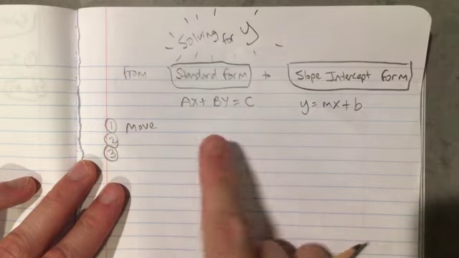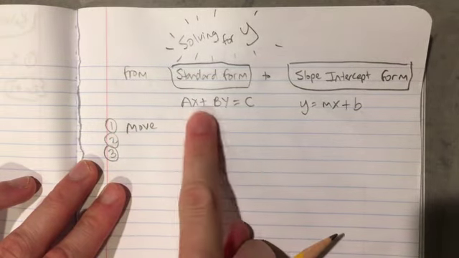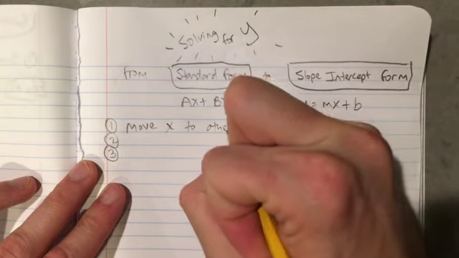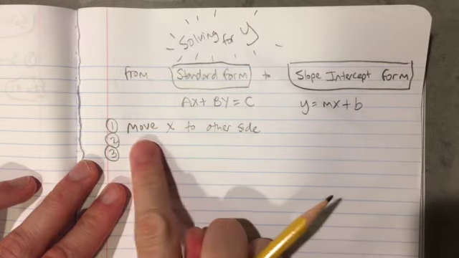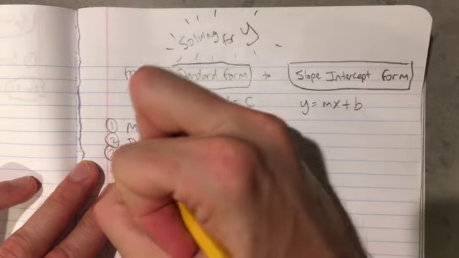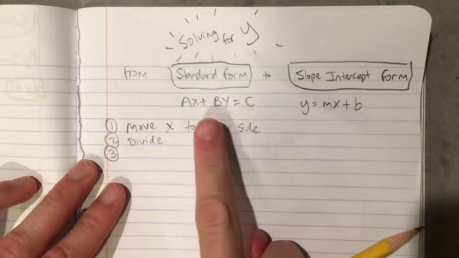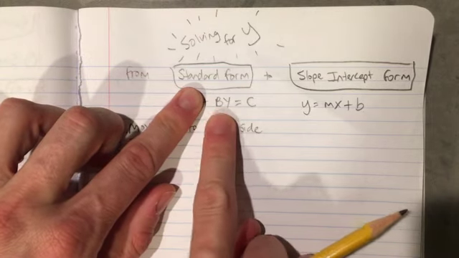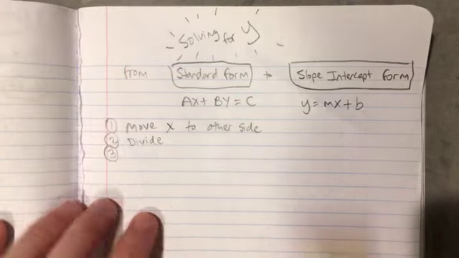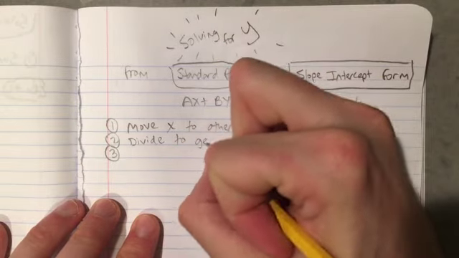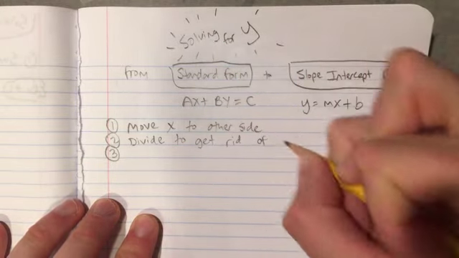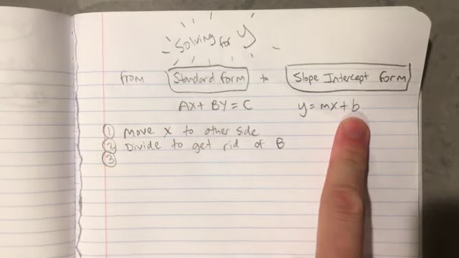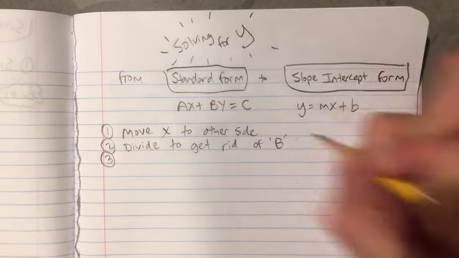Step 1 is, remember we want y by itself, so we're going to move the x to the other side. Step 2, we are going to divide. So basically imagine if x is gone, then we just have a number that's attached to the y. That's our special number that we want to go away. So divide to get rid of, we'll just say "b", because remember we're going from standard form to slope-intercept form. We'll put little quotes around that.